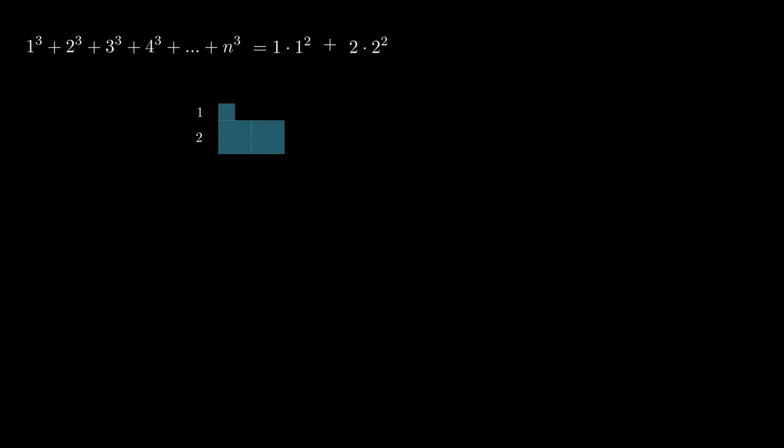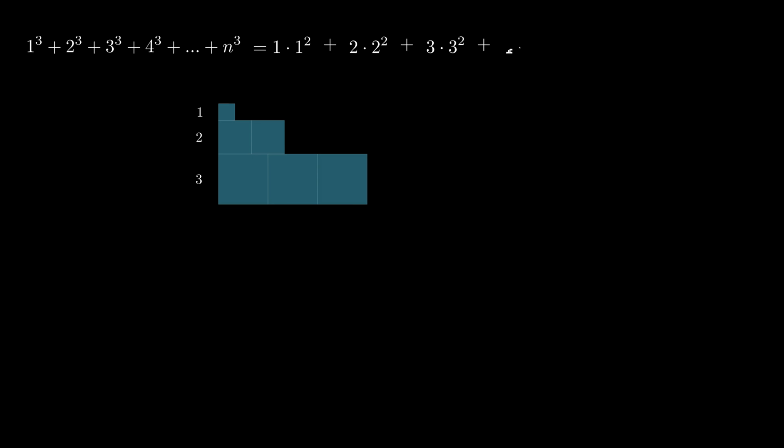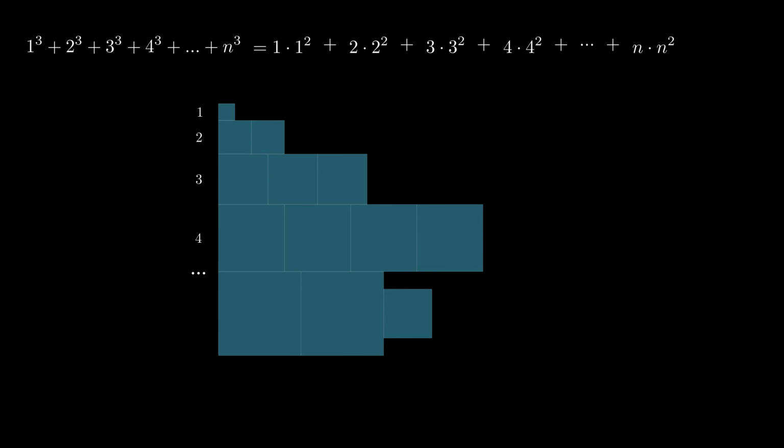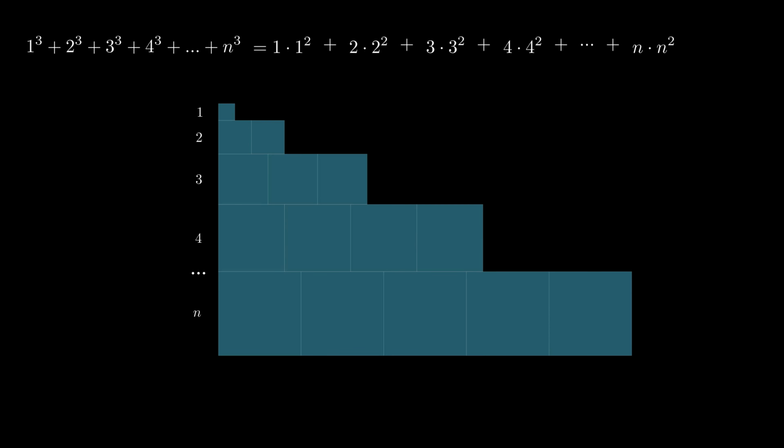2 sides long. The cube of 3 is equal to 3 times 3 squared, which is the area of 3 squares with 3 sides length. The cube of 4 is equal to 4 times 4 squared, which is equal to the area of 4 squares with sides of 4. And so on until the cube of n is equal to the area of n squares with sides of n length.